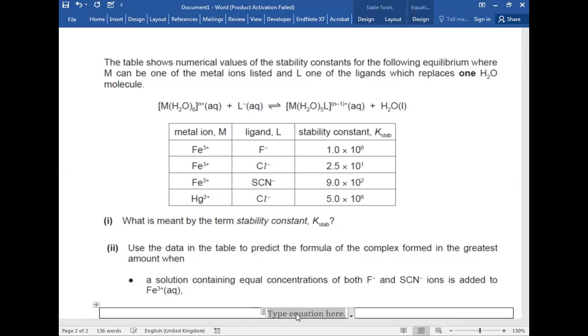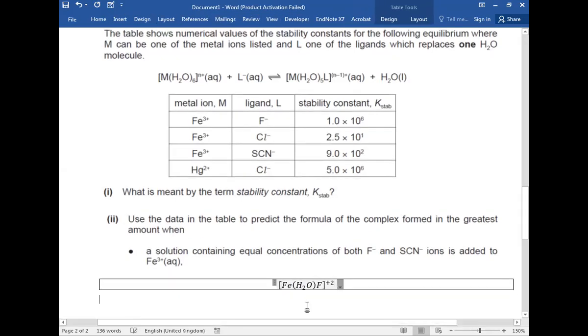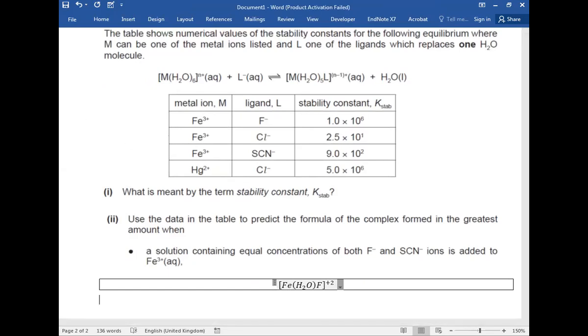So Fe, 5 water will remain and one fluoride will attach. What will be the overall charge? +2, because earlier it was +3. Very good. Fluoride has a negative charge, so because of its arrival the overall charge decreased. Let's look at the second part, where we'll use that particular value.